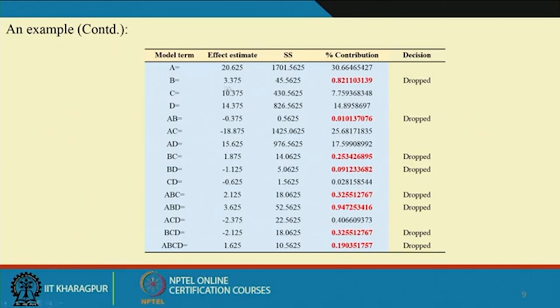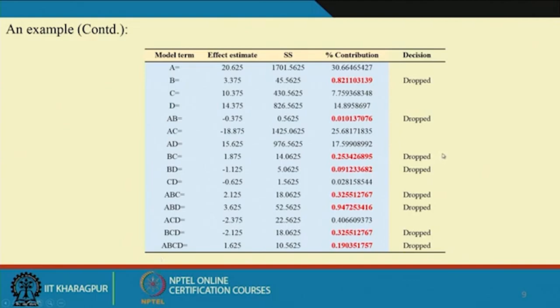The approach is first find out the main effects, drop those which are not significant, and then subsequently find out the second order effects and drop those which are not significant. But at the same time, if you see that you are dropping a second order interaction whose primary or main effects are significant, it is advisable that you do not drop this, keep it in the model. Okay, by following this logic, what happened? We have dropped 8 effect parameters: B, AB, BC, BD, ABC, ABD, BCD and ABCD.